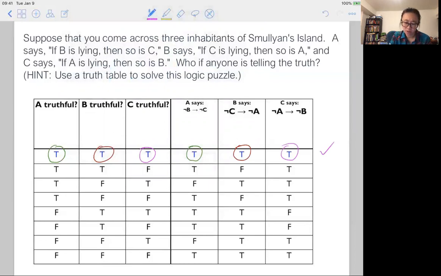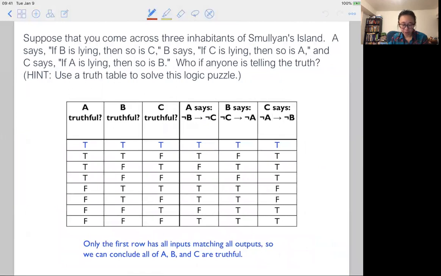But what happened to the rest of the rows? Again, we're going to see some mismatch. Let's look at the second row. If A is telling the truth, then whatever A says has to be true. Great. If B is telling the truth, then whatever B says has to be true. But that's not true. There's a mismatch. So B is telling the truth, but what B actually says is false. That is a contradiction. So you can do the same thing for the rest of the rows to see that each of them has a contradiction. Then the only possible configuration is when everybody is telling the truth, which is the first row, okay? Another way to think about it, only the first row has all inputs matching all the outputs. So we can conclude that A, B, and C are all telling the truth.